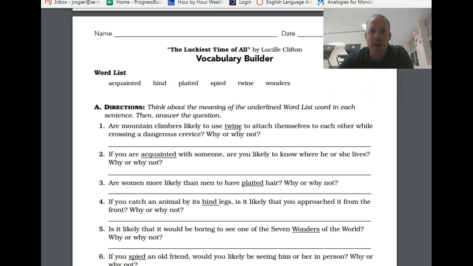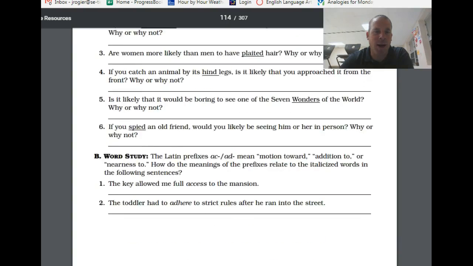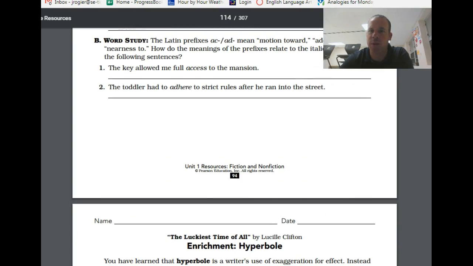But make sure that you say, I think they'd be likely to use twine, or they would not be likely to use twine, but then tell why, and make sure that reason has something to do with the definition of twine, or the definition of whichever word you are using. Towards the bottom of that page is just the word study with the prefix ac and ad.